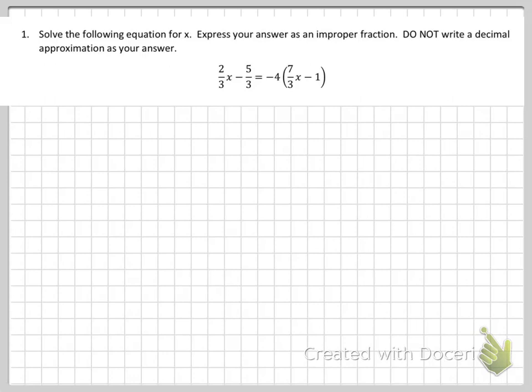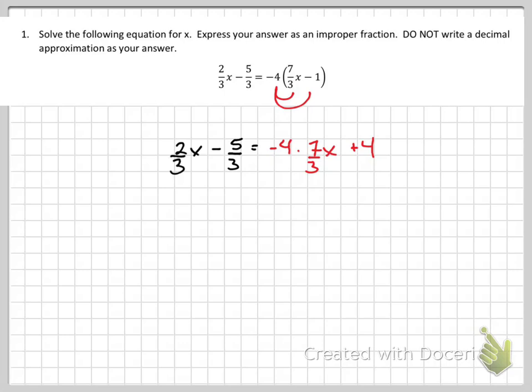The first thing we need to do for this problem is distribute the negative 4 using multiplication. That's going to give us negative 4 times 7 over 3x, and then negative 4 times negative 1 gives us positive 4. Note that the rest of the equation is not changing, so we will bring it down unchanged.